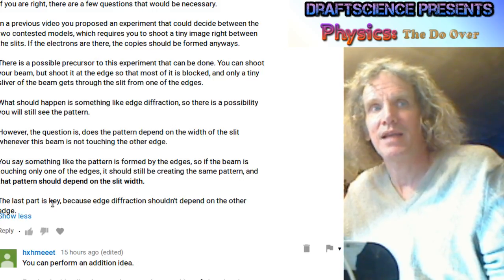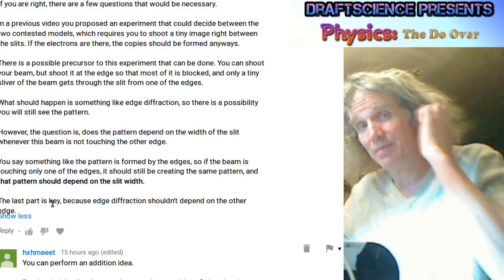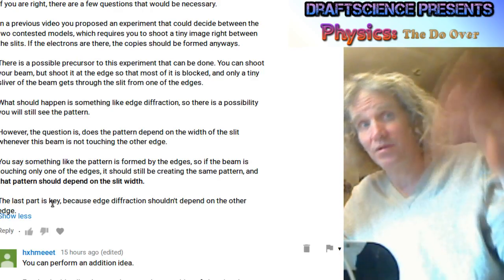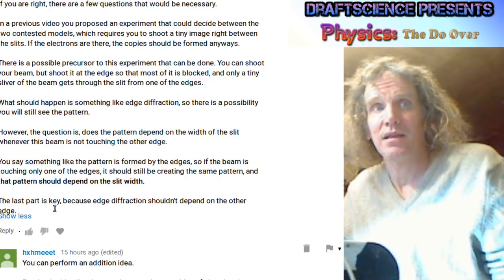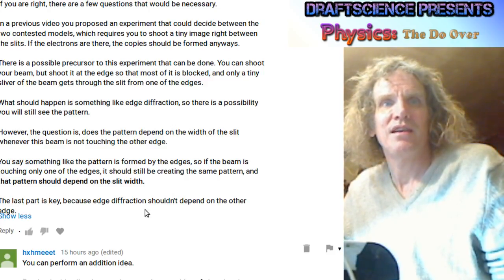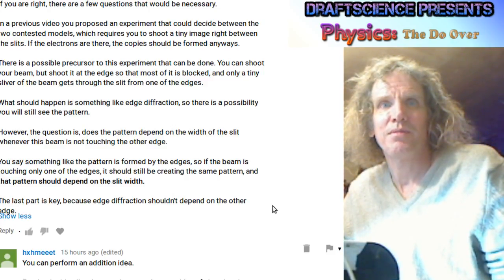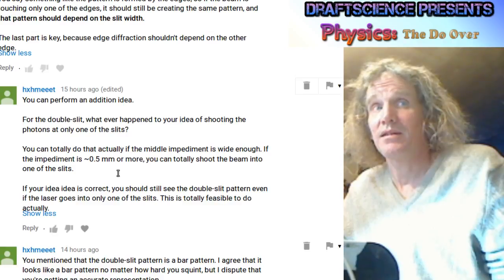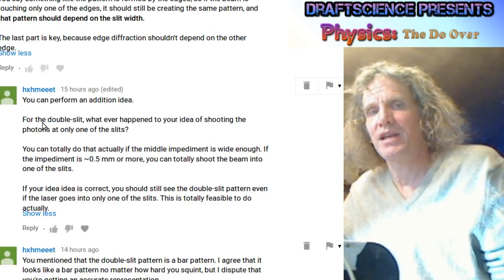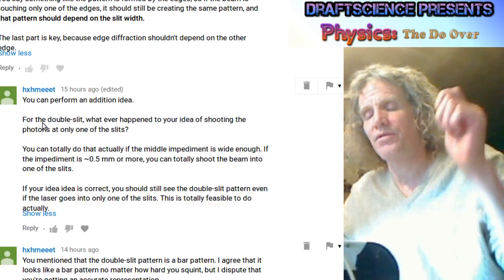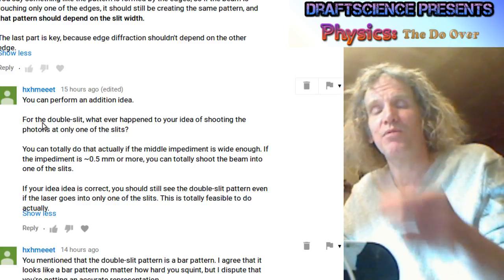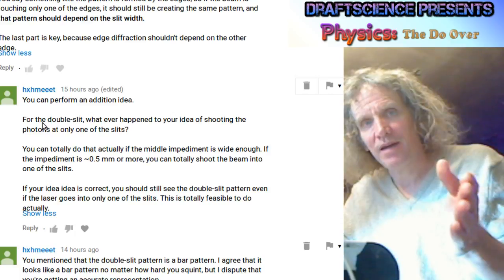Right. Well, it can't depend on the slit width until you get past one surface, because the two patterns end up doing their combining thing. The last part is key, because edge diffraction shouldn't depend on the other edge. Well, like I said, there's a difference between edge diffraction and edge interference. So again, we're back to the argument of what creates pattern and what doesn't have pattern.